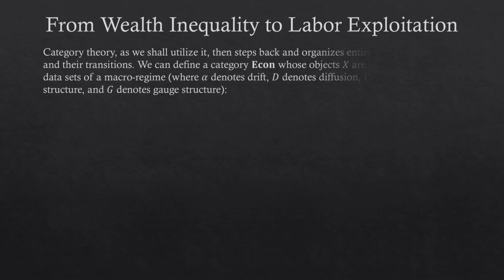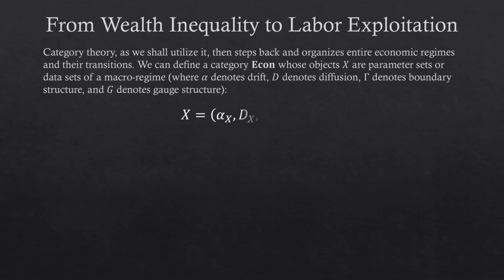Category theory, as we shall utilize it, then steps back and organizes entire economic regimes and their transitions. We can define a category of economies, denoted Econ, whose objects X are parameter sets or data sets of a macro regime, where alpha denotes the drift, D denotes the diffusion, gamma denotes boundary structure, and G denotes gauge structure. We can also have other structures here as needed.